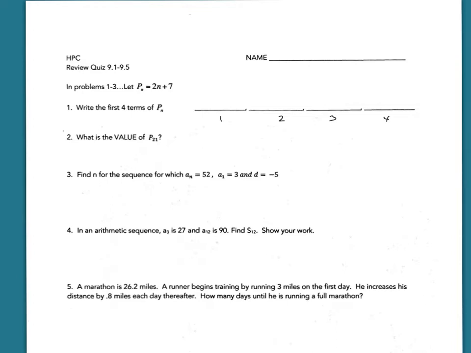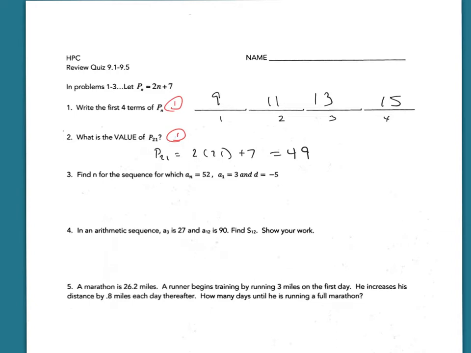So if we plug in a 1, we get 9, 2 would be 4 plus 7, 3 would be 6 plus 7. It does look like we're adding 2, so then 15. So then to find P sub 21, you just put the 21 in there. So we would have 2 times 21 plus 7, and that of course is 49. The quiz has maybe 13 or 14 questions on it. There is one question like this one and one question like this one.